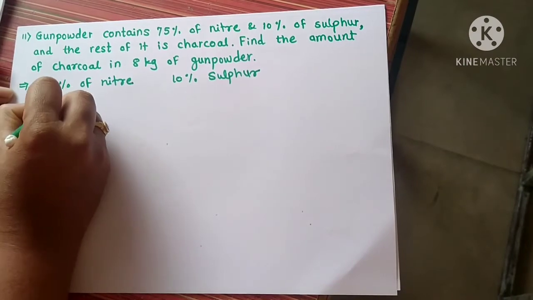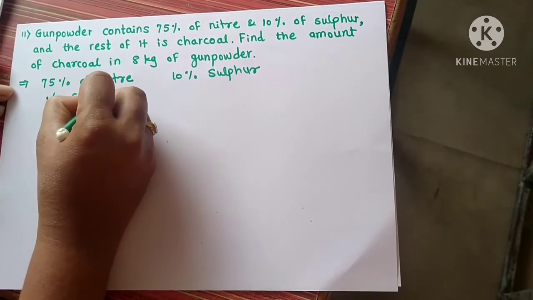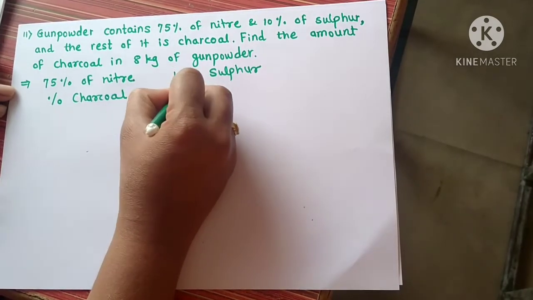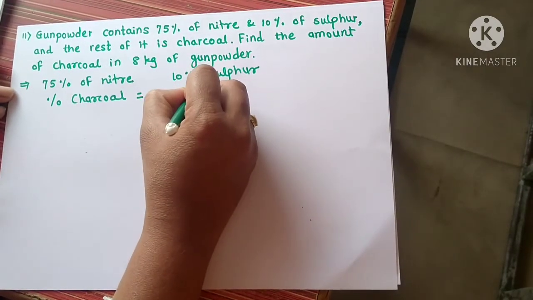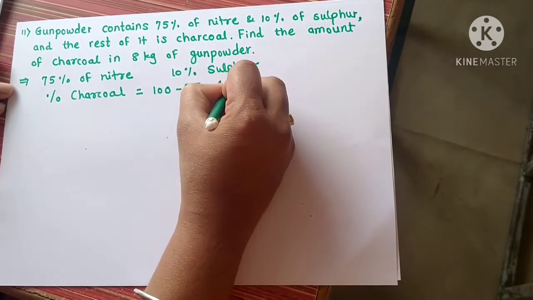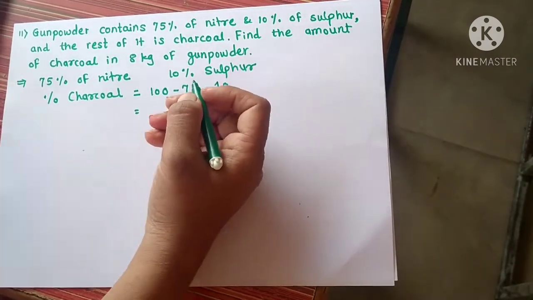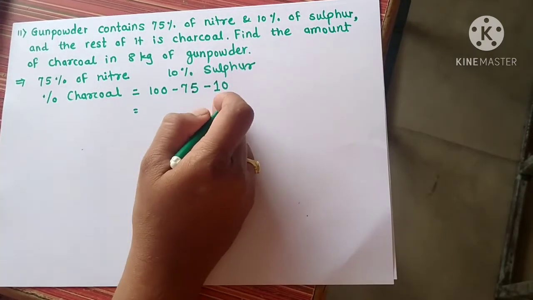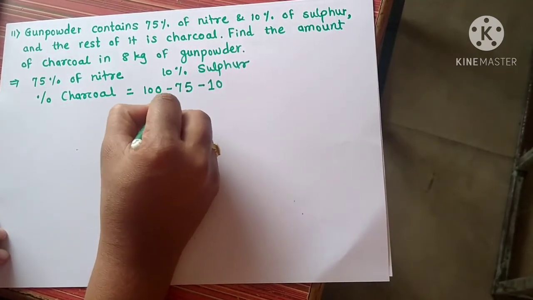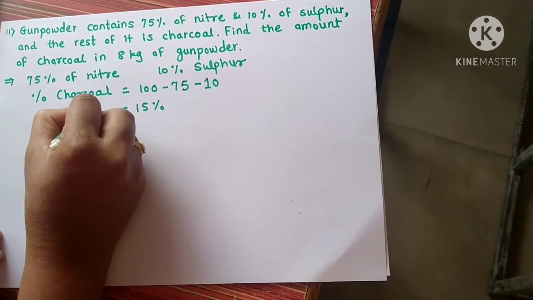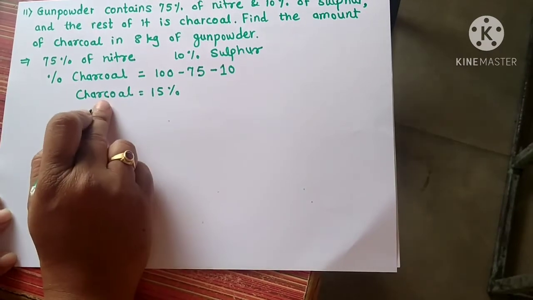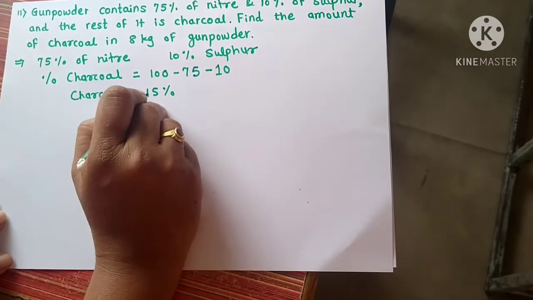What is the percent of charcoal then? We have to find out the percent of our charcoal. Out of 100%, niter is 75 and sulfur is 10. So I am going to subtract 75 and 10 from 100, and that is 15% of charcoal. So what is the quantity of charcoal? Out of 100%, the quantity of charcoal is 15%.